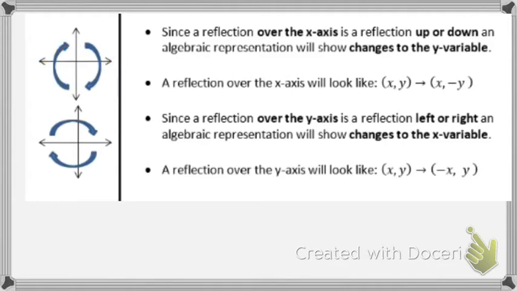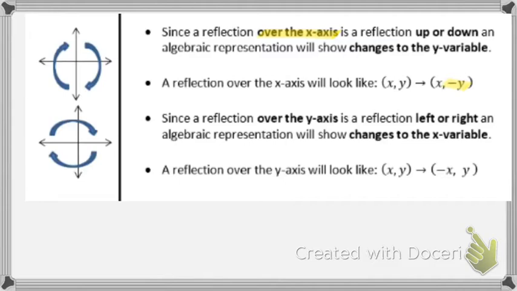So when you have a reflection over the x-axis, your algebraic representation will only affect the y. Okay, and we'll see some examples here so it can make sense in a minute.